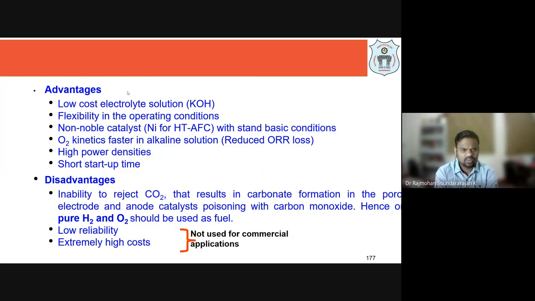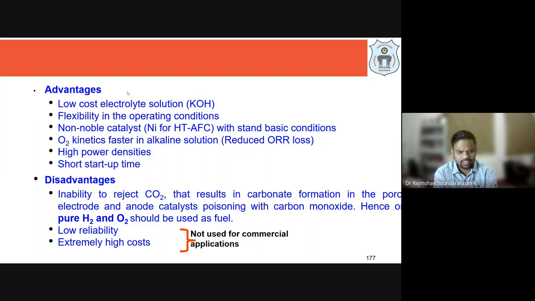It uses a low cost electrolyte, KOH can be used, and there is flexibility in the operating conditions, and non-noble metal catalyst can be used. Oxygen kinetics is faster in alkaline solution, and thereby there are reduced ORR losses, oxygen reduction reaction losses, and it has high power densities and short startup time.